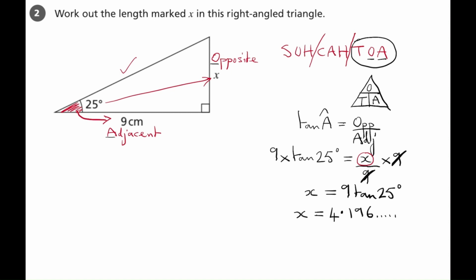If we decide to give our answer to 3 figures at the end, the first 3 figures, but then round off, then if we look at the number after the red line, which is a 6, because that's 5 or more, it will put the numbers in front of the red line up. Effectively, the 19 will become 20. So we get our final answer. X is 4.20 centimeters.